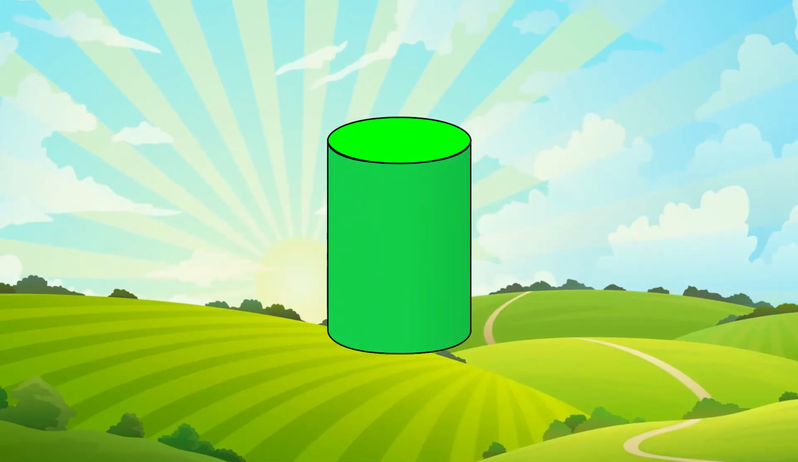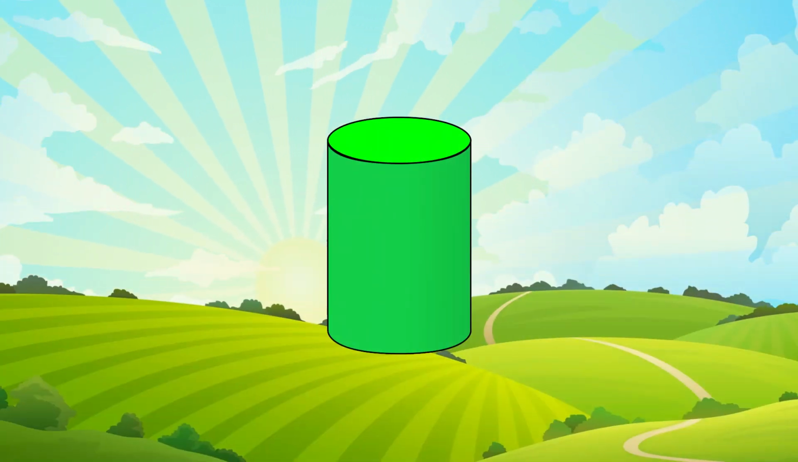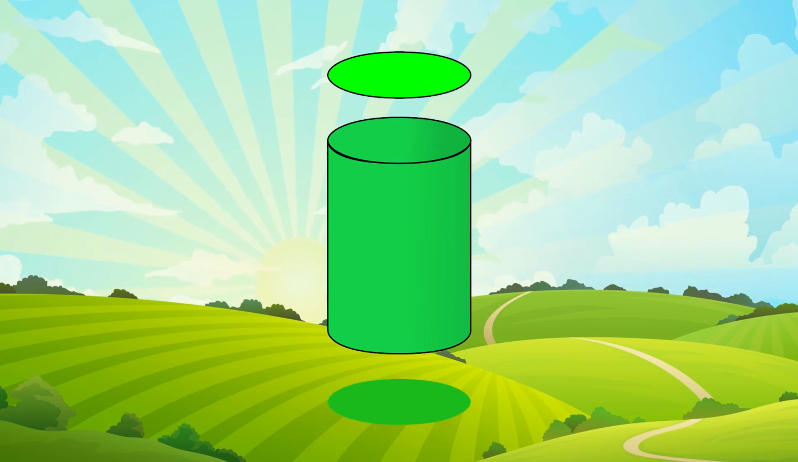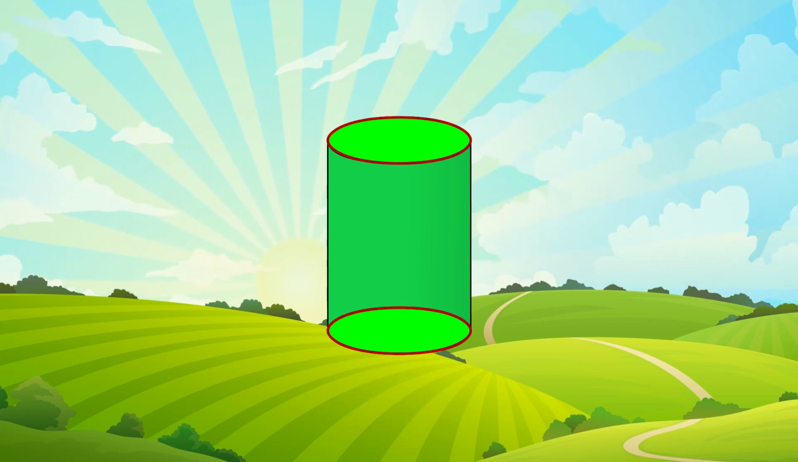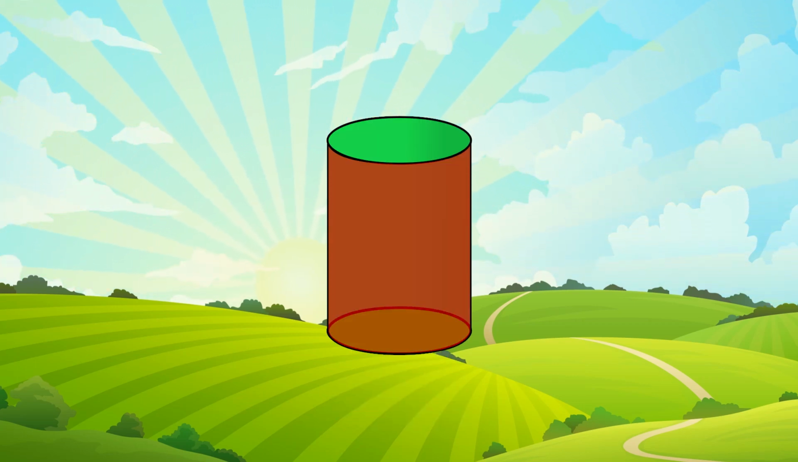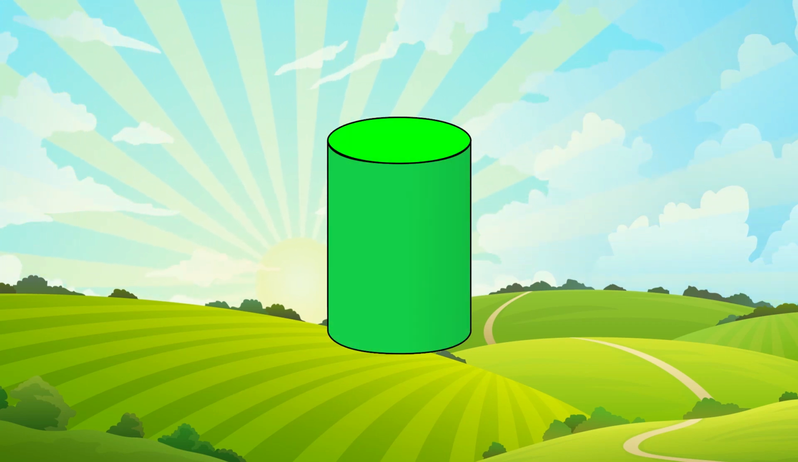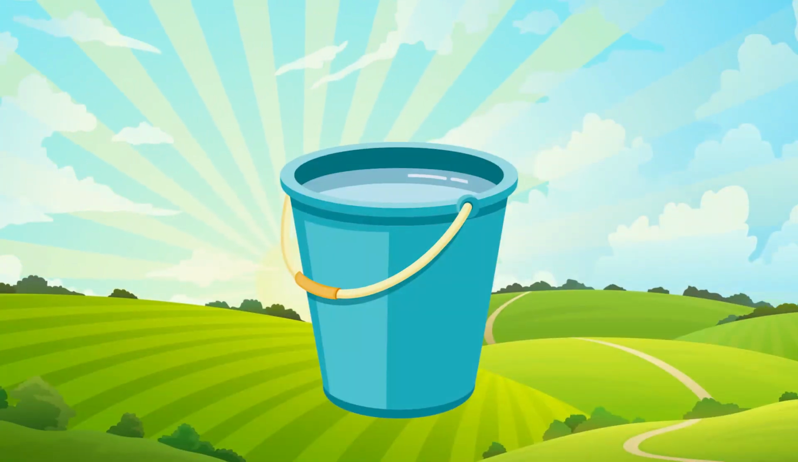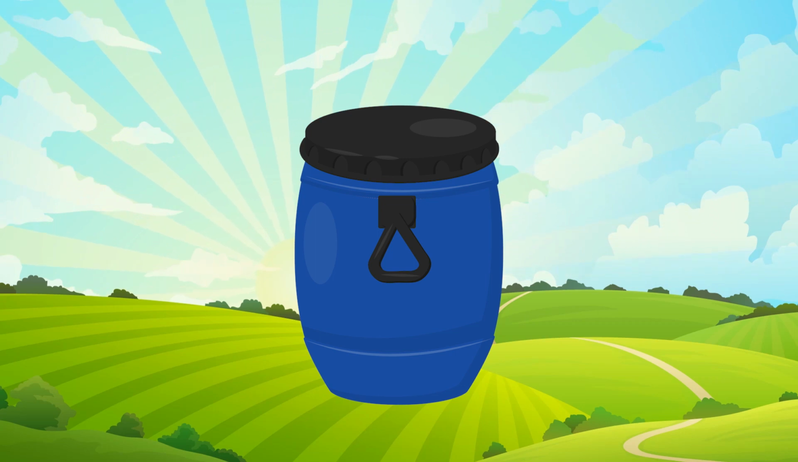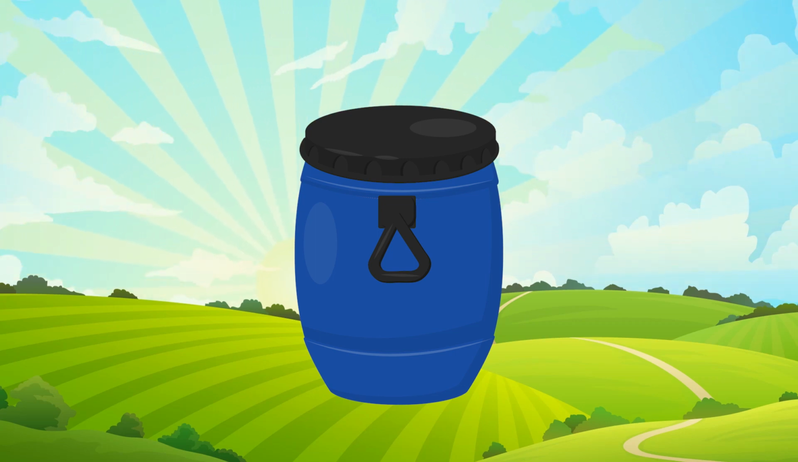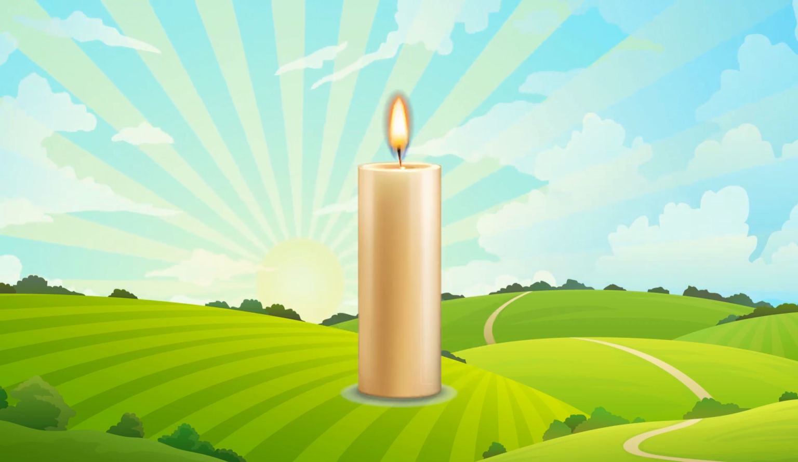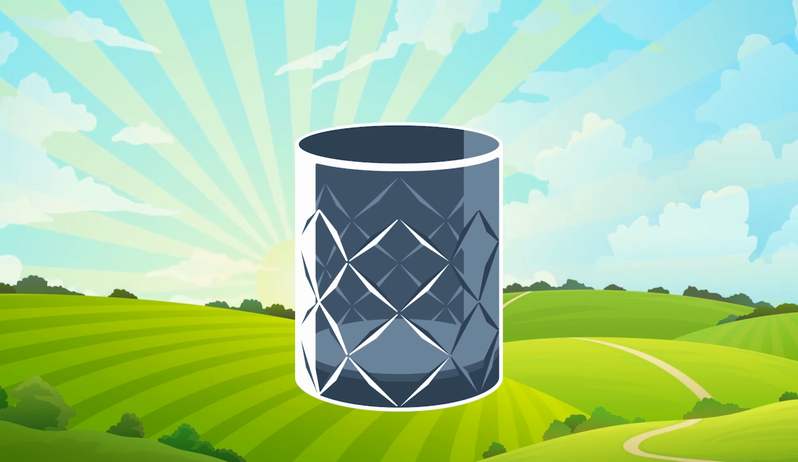Now this shape is a cylinder. It has 2 circular faces, 2 edges, and 1 circular surface. We use cylindrical objects like buckets to fetch water and drums for water storage. Other cylindrical objects are candles and glass cups.